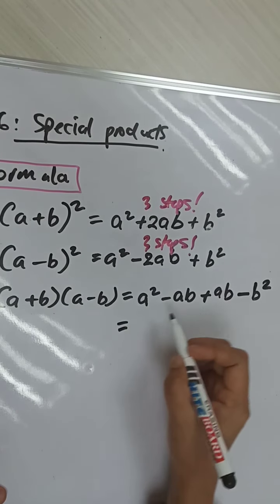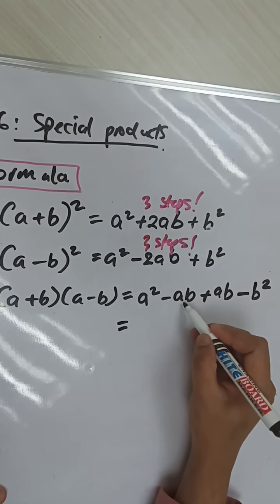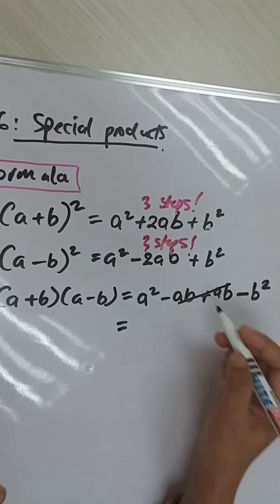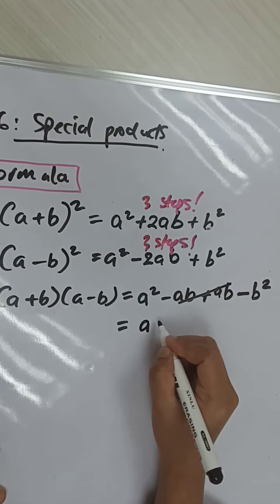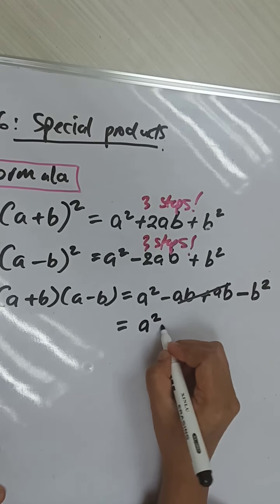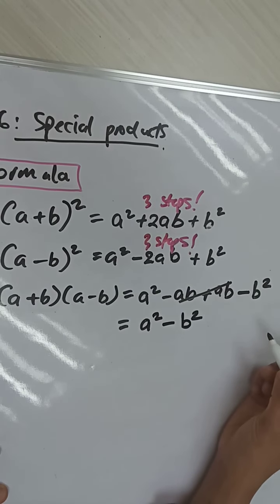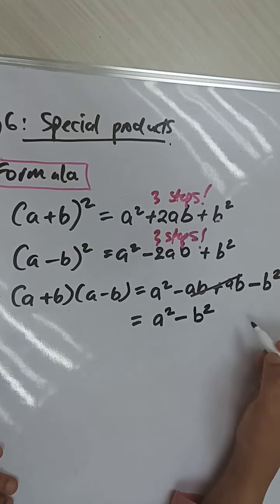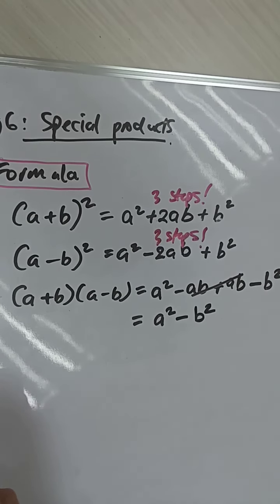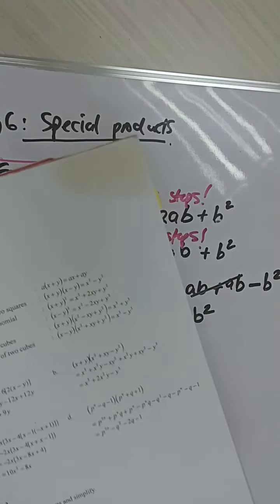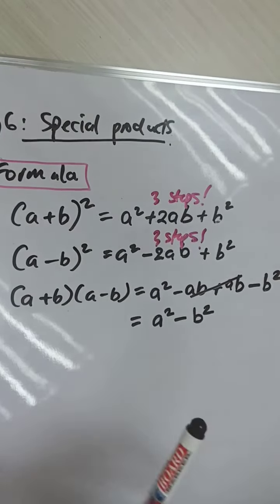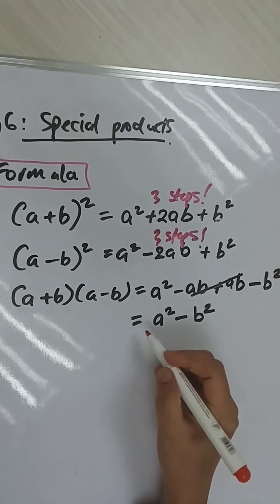So now we can see this one, we can just remove negative ab plus ab, so exactly zero. So what's left is a square minus b square. This is what we call in your book the difference of two squares.